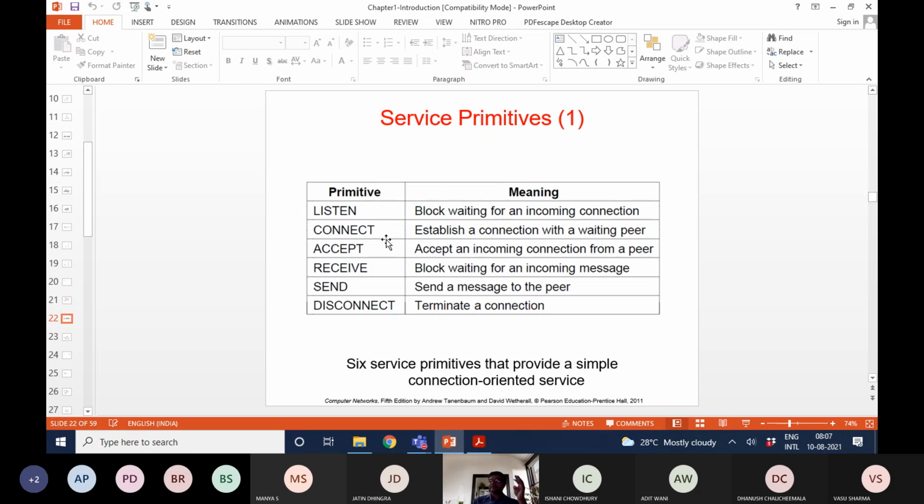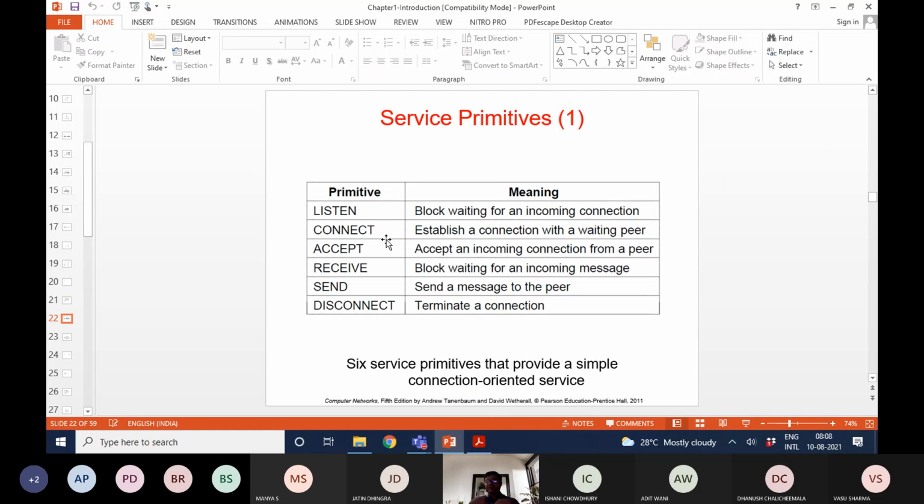Then we have to connect, so that we can establish a connection with a waiting peer who is waiting to get the connection. Then we have to accept the incoming connection from the peer, because we have started the connection process but we have to accept it. After that, once the path is established and communication is established between the source and the destination, we can receive the incoming messages.